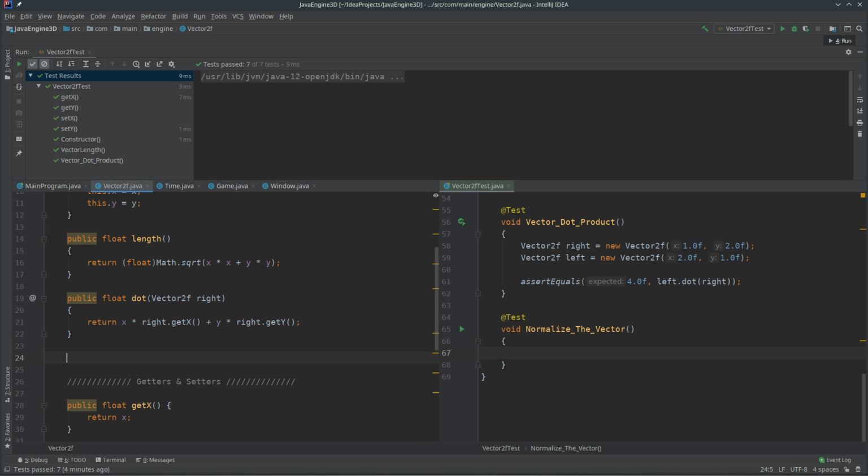Let's get this up a minute. Better write our rubbish function, which shouldn't work. This is normalizing, is it? Yeah.